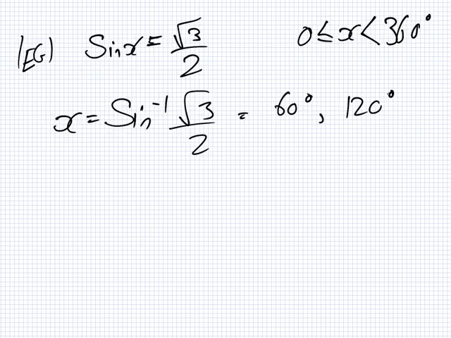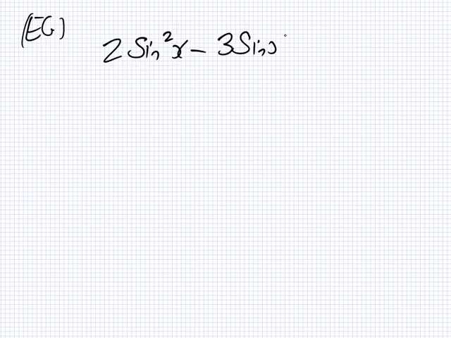Okay, so that's okay for simple enough questions, but what about something a little bit more complicated? Let's say something like this, for example, 2 sine squared x minus 3 sine x plus 1 equals 0. And again, x is between 0 and 360. So when you look at this, you realize it's actually a quadratic. It's a quadratic not of x, but of sine x.